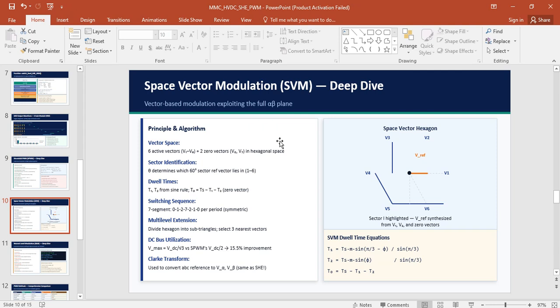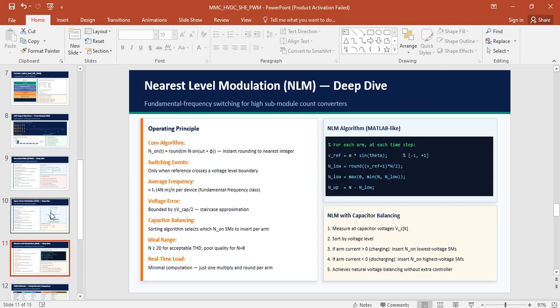Space vector. So no need to explain the space vector here. This is the NLM. I have already explained it.